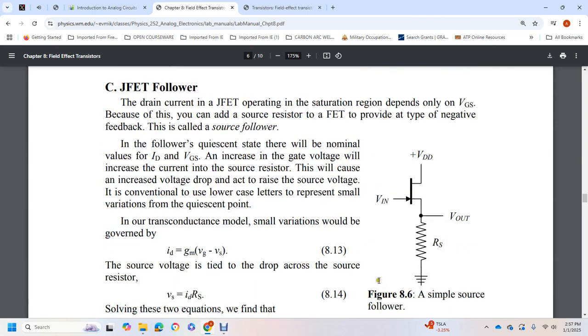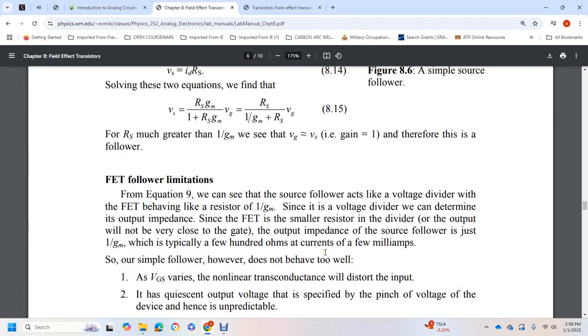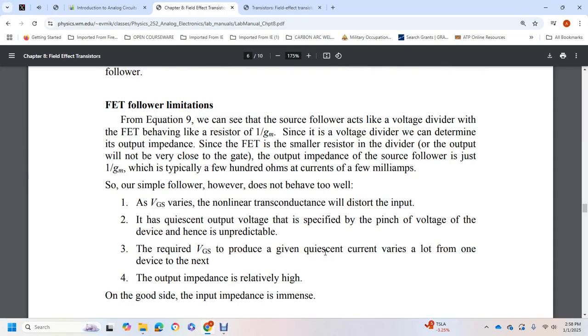Figure 8.6 shows a simple source follower: voltage drain V_DD, voltage input, voltage output, source resistor, and our field effect transistor.